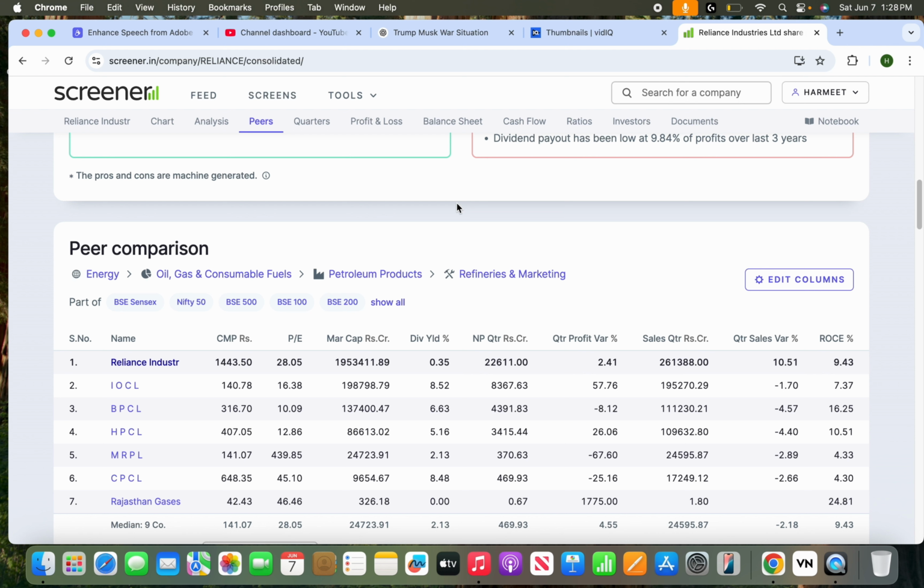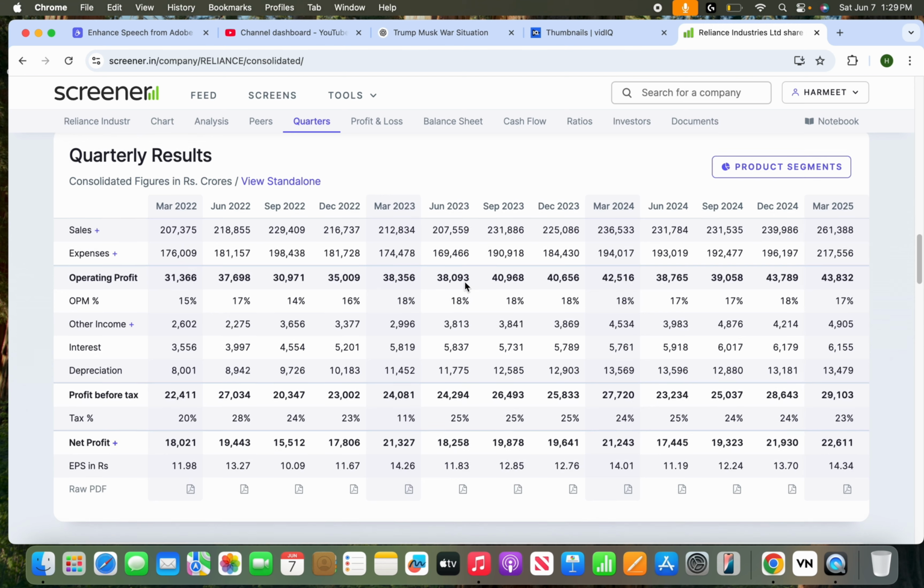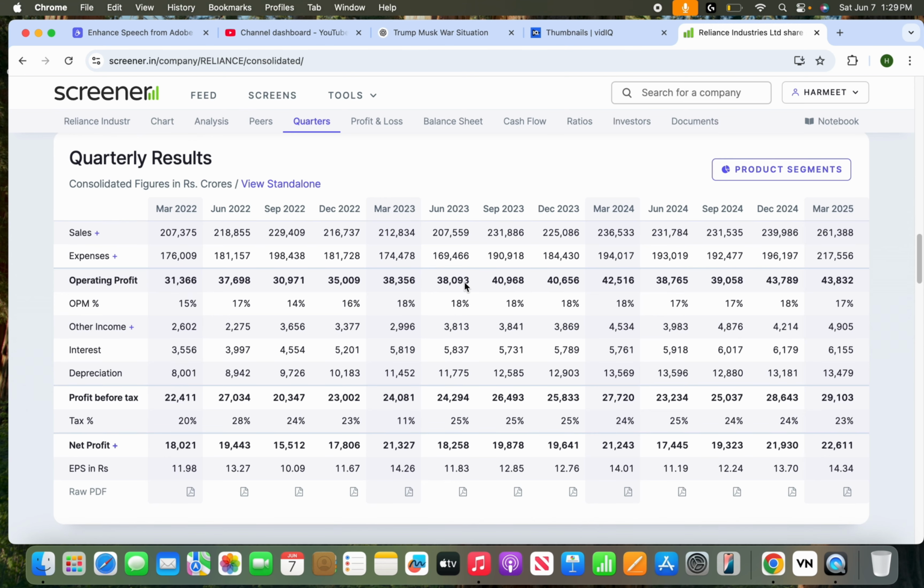its competitors. Now let's get into the nitty-gritty of the company's performance, which are quarterly results. Here you can see the sales, expenses, operating profit, OPM, which means operating profit margin, other income, interest, depreciation, profit before tax, and net profit for each quarter.